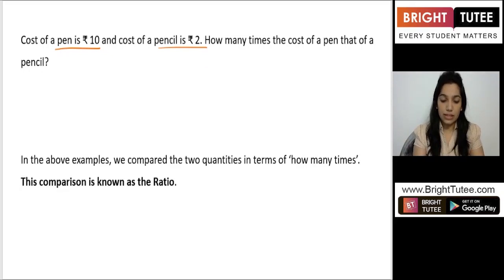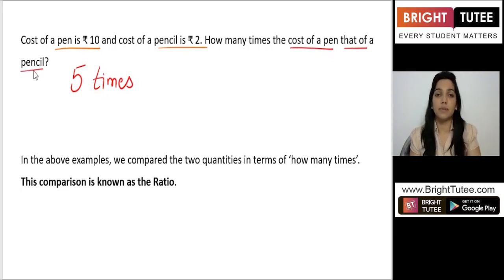So how many times is pen costlier compared to pencil? You can clearly see that the pen is 10 and the cost of pencil is just 2, and 2 times 5 gives you 10. So that means it is 5 times costlier. So how many times is the cost of pen that of pencil? It is 5 times. Okay.